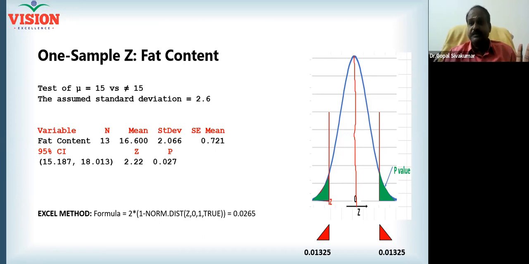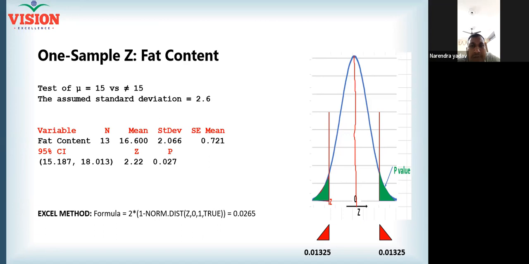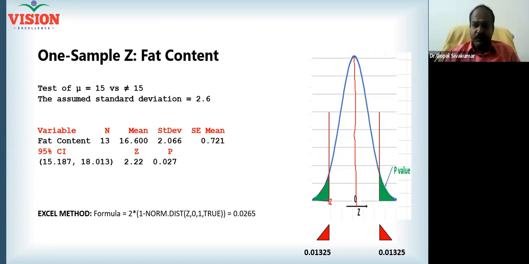0.5. Am I right? Yes, sir. The area to the right of the Z-score is also 0.5. Now take any one side, 0.5. When the Z-score moves away from 0, what will happen to the 0.5? It will decrease. Am I right? Yes, sir. It will become 0.45.